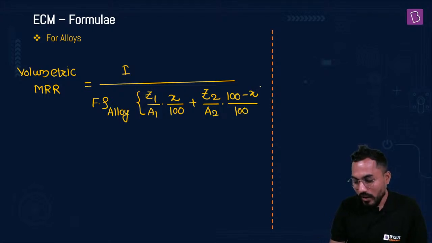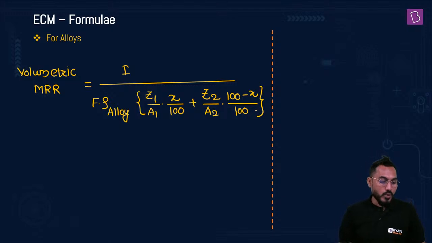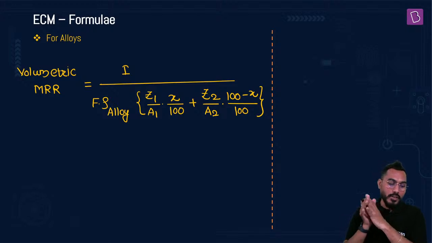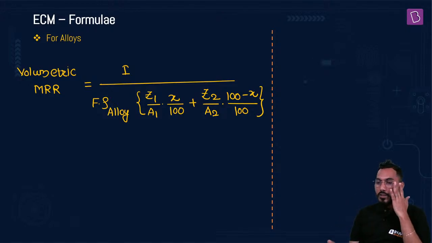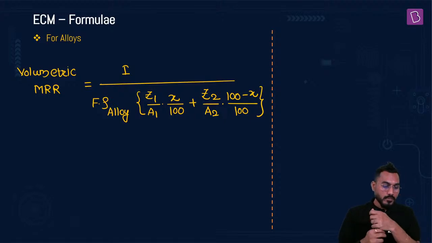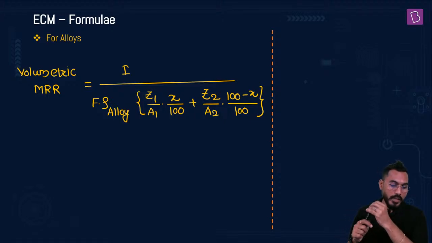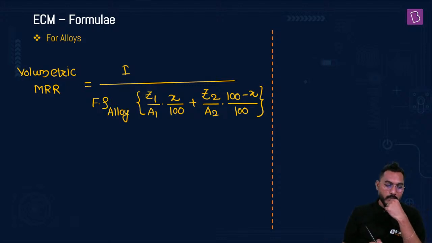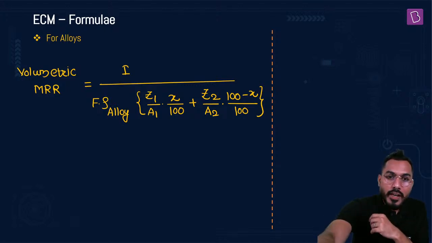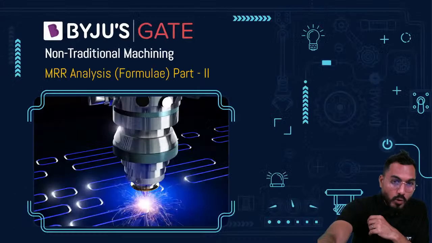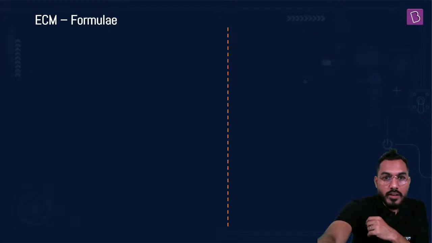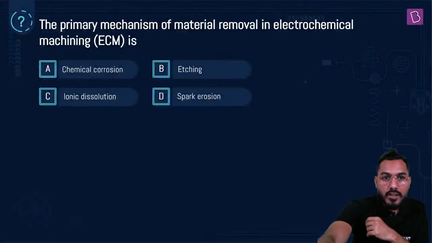Do you understand this, everyone? So this is the way by which the volumetric MRR can be calculated. I hope you are understanding. Write down in the comment box, everybody, so that we can understand. Fine. Now we can go and try to solve certain numericals. Simple numericals we can start solving.